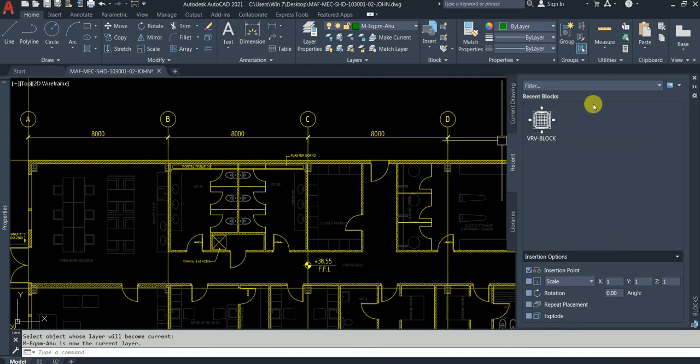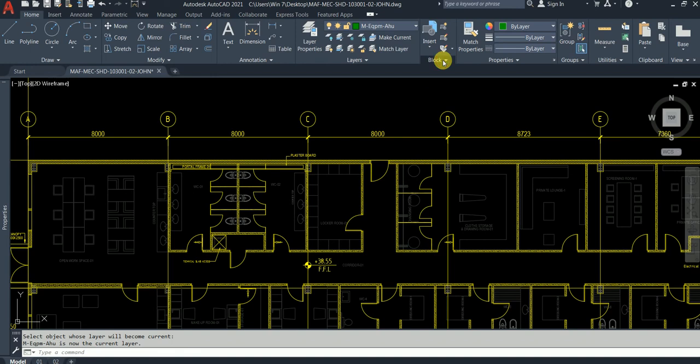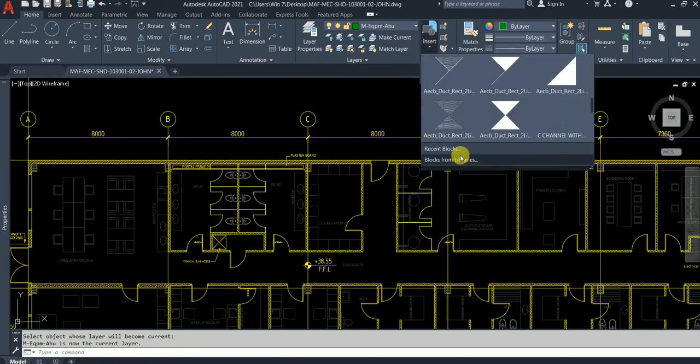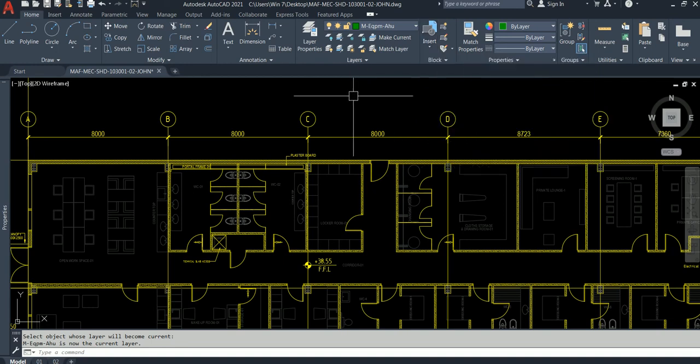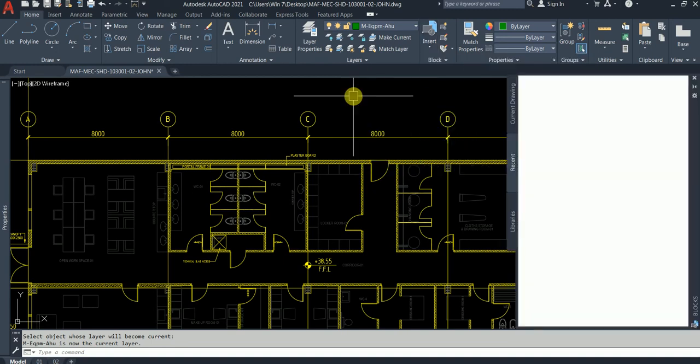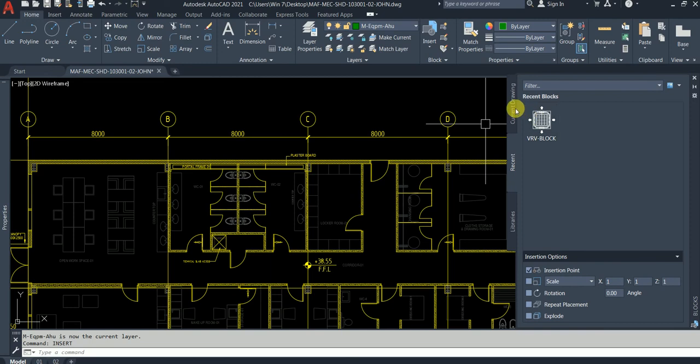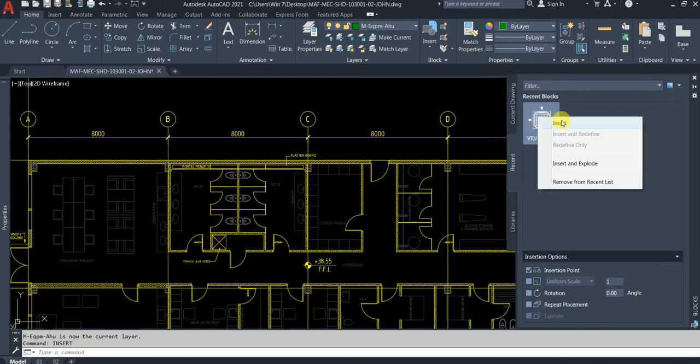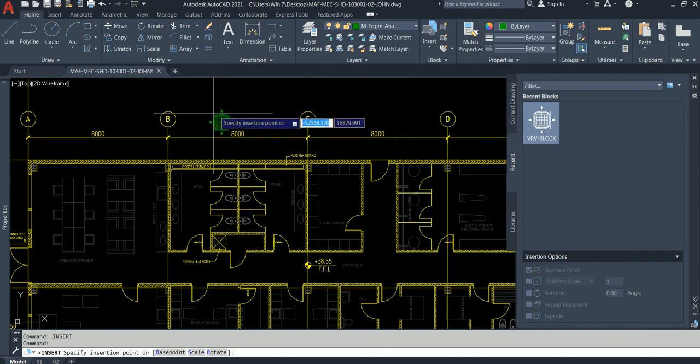Okay, I have one method. This is the newer version. People are not using 2021. Click block. Yeah, one minute. Type insert. Okay, same thing, from the current drawing, recent drawing. Okay, we are inserting this.